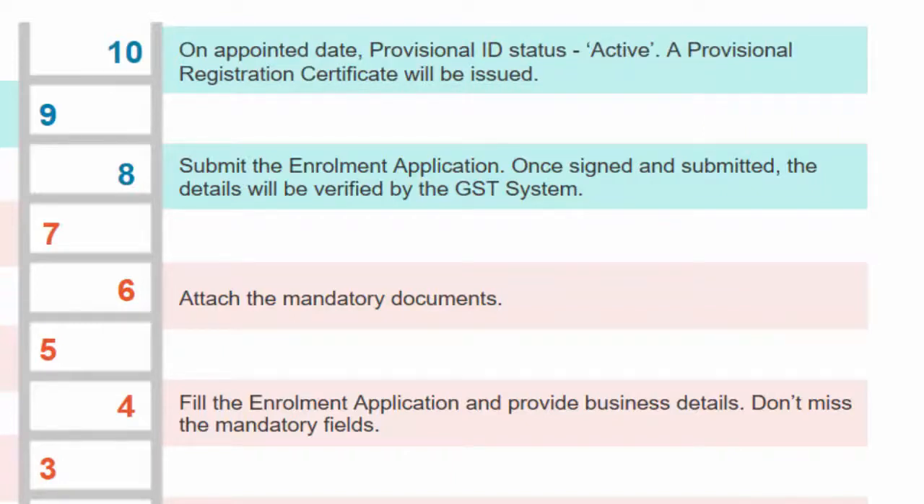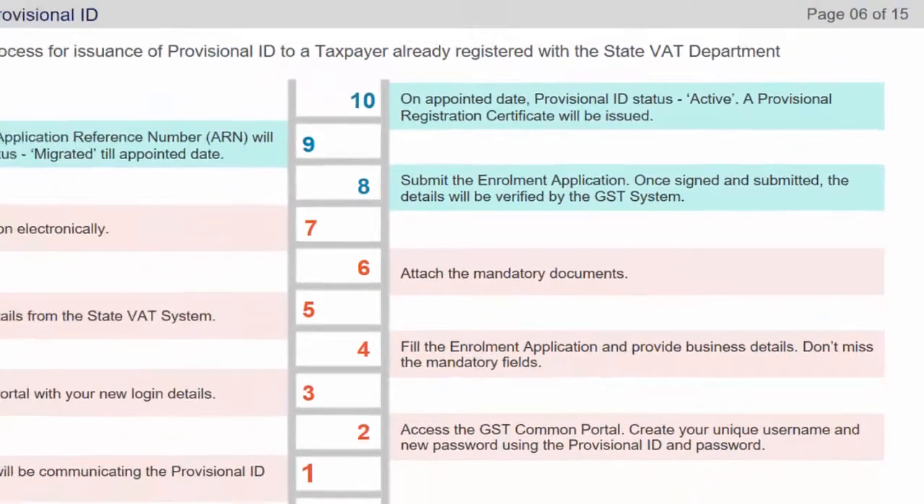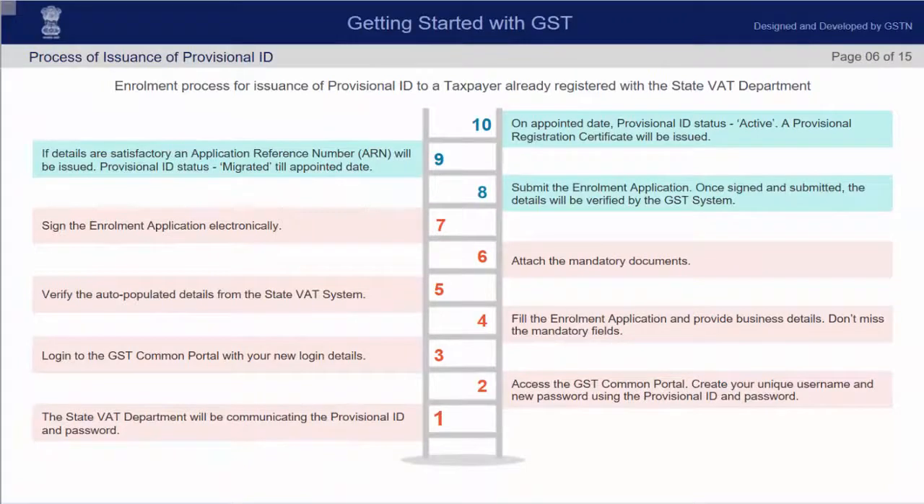and a provisional registration certificate will be issued to every registered taxpayer. You will then be able to utilize services available at the GST Common Portal, like filing your returns and making GST payments. Next, let us learn more about electronically signing the enrollment application and the various provisional ID statuses.